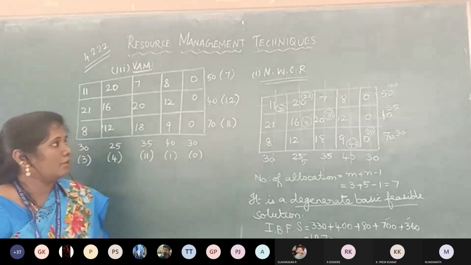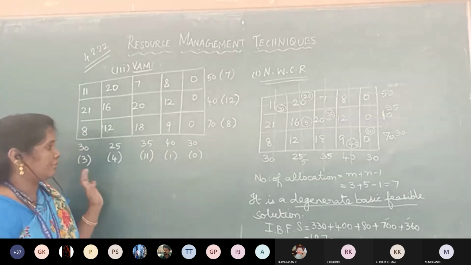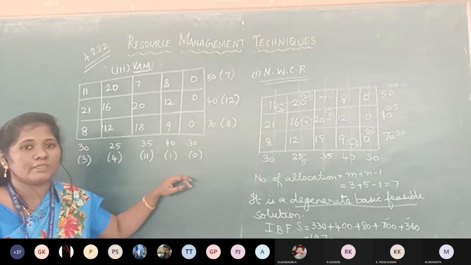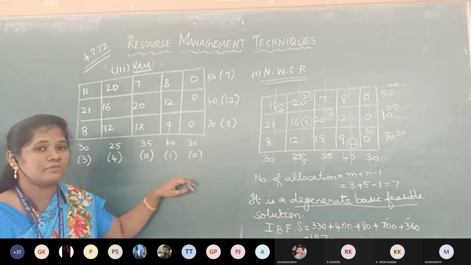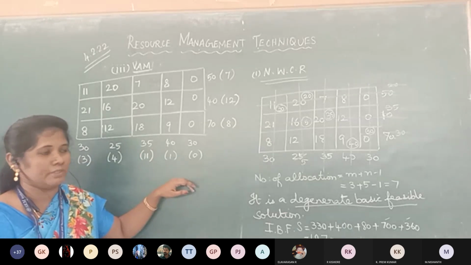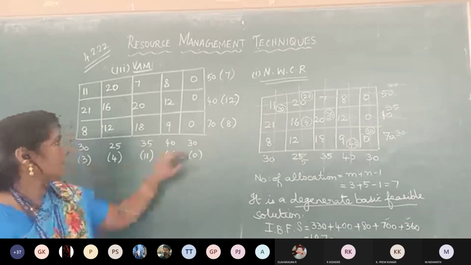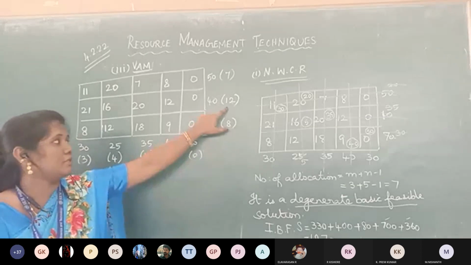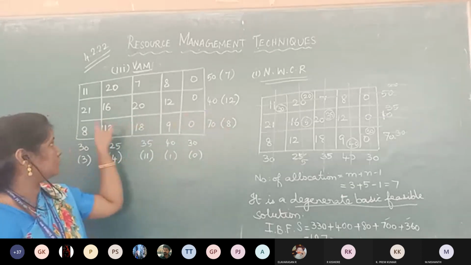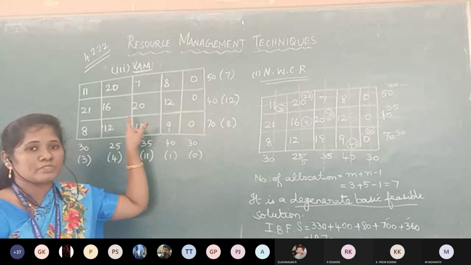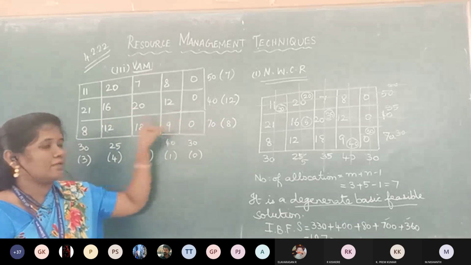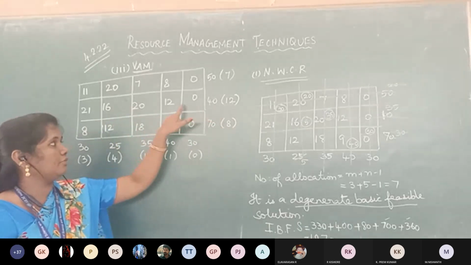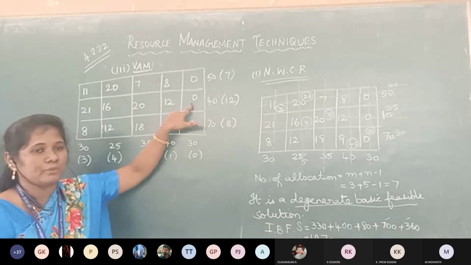Now, what you'll have to do? The differences which we have found out, you have to take the bigger difference. Whichever is your bigger difference, that you will take. So this bigger difference is coming from this row. In that row, whichever is your least value, that you will consider. So in this row, this 0 is your least value.